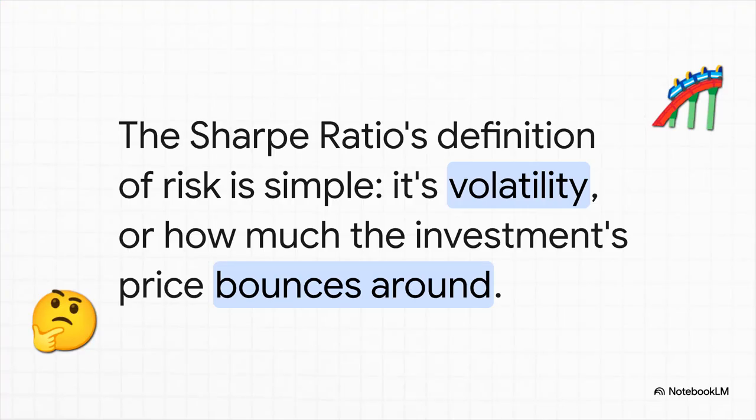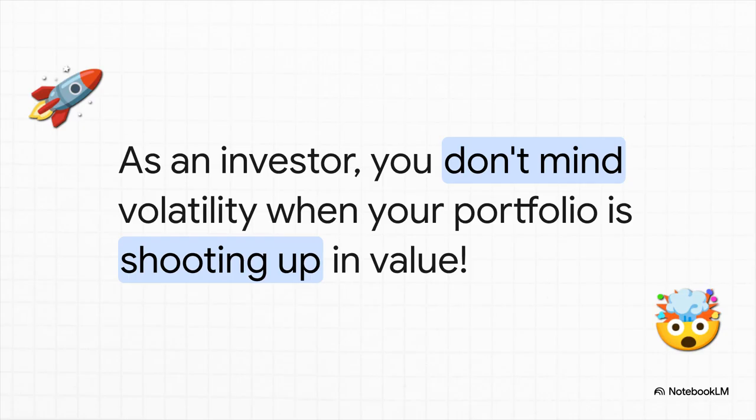Okay, remember how we calculate it? That risk part of the equation is nothing more than volatility, how much the price of the investment bounces up and down. Lots of movement is considered high risk, a little movement is safe. Simple enough? And that's the problem. I mean, just ask yourself this. As an investor, do you really care if your portfolio is volatile because it's suddenly shooting up in value? Of course you don't. That's the kind of volatility we all dream of.